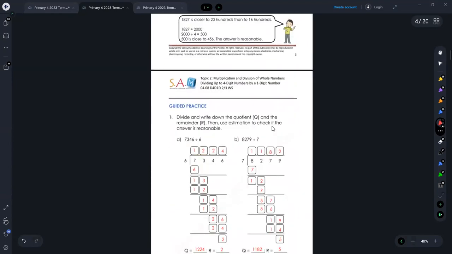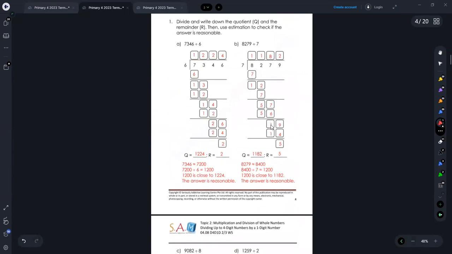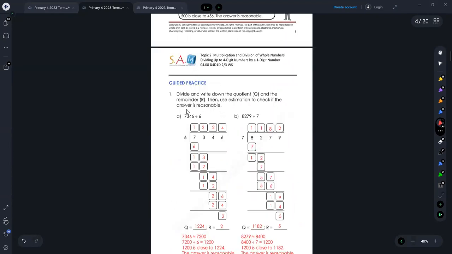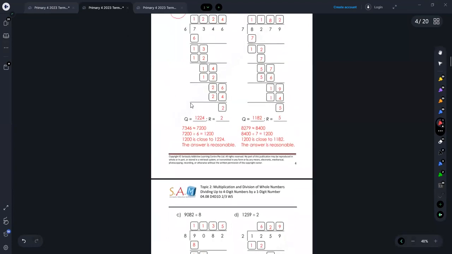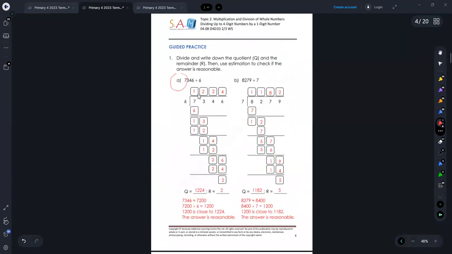Okay, and then get them to do one scaffolded question here. Same thing. If they need alignment, get them to draw the lines to help them see the answer. Explain that Q equals quotient.